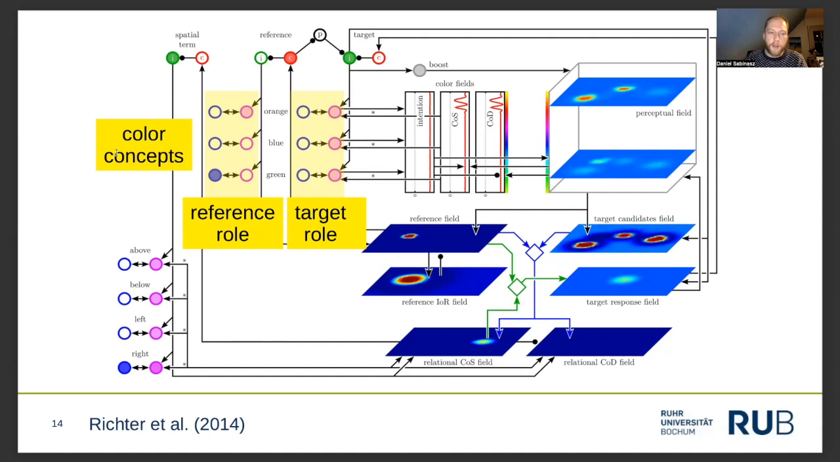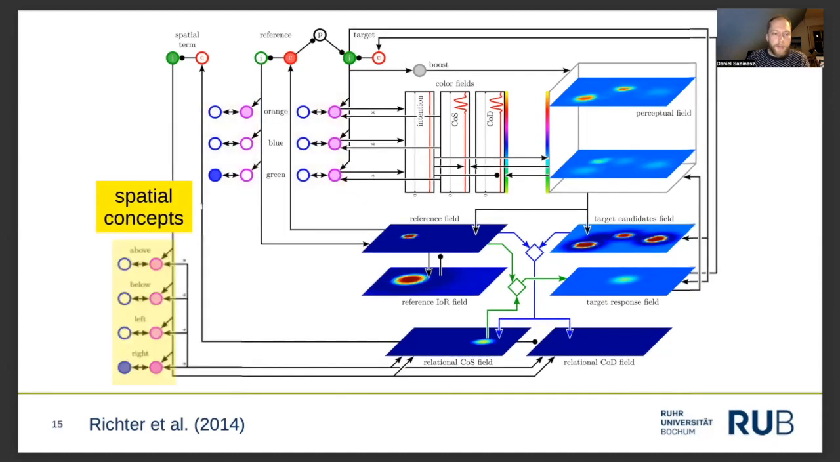And so we need one set of nodes that can be used to keep the color of the reference object in short-term memory, and another set of nodes that allows to keep the color of the target object in short-term memory. These are the blue set of nodes. We call them memory nodes, color memory nodes. And we have the same thing for the spatial relational concepts. So we have these blue spatial relation memory nodes.